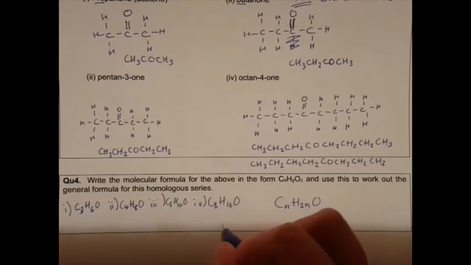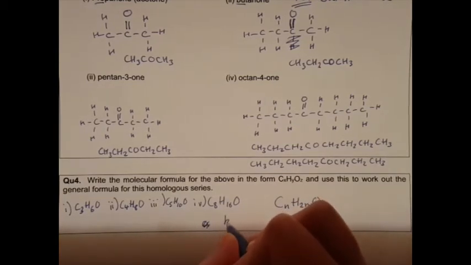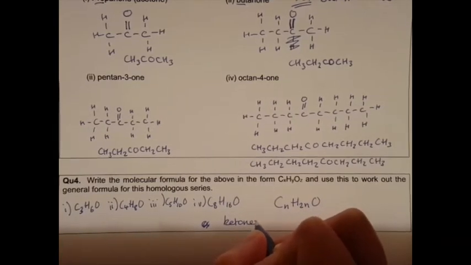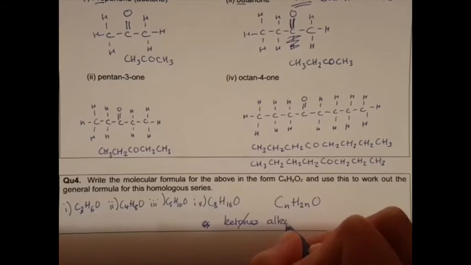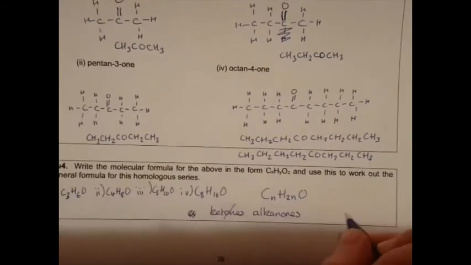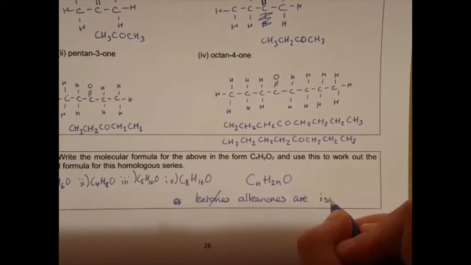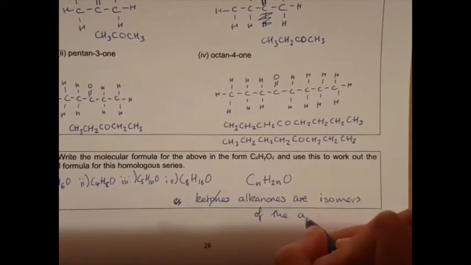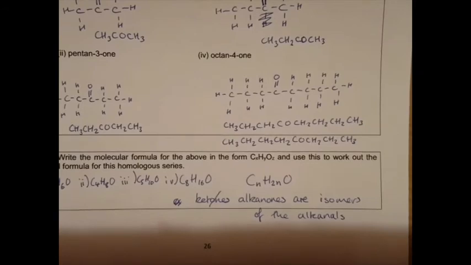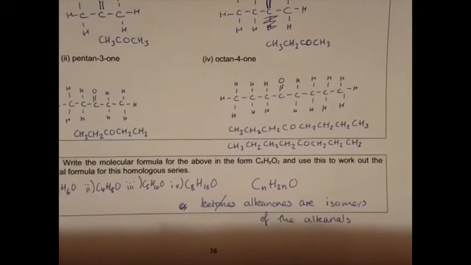Okay, hopefully you might be saying it's the same as for the aldehydes. So aldehydes and ketones are isomers. So the ketones, or rather alkanones, because we're specifically talking about the alkanone homologous series, are isomers of the alkanals. So you can impress your families with that fun fact there. So the alkanones are isomers of the alkanals.